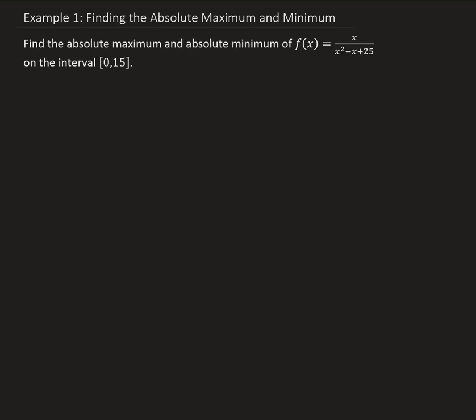In this example, we want to find the absolute maximum and absolute minimum of the function f(x) = x divided by x squared minus x plus 25 on the interval from 0 to 15. Okay, so we're only going to find the max and min with respect to this interval, where the interval is given from 0 to 15.